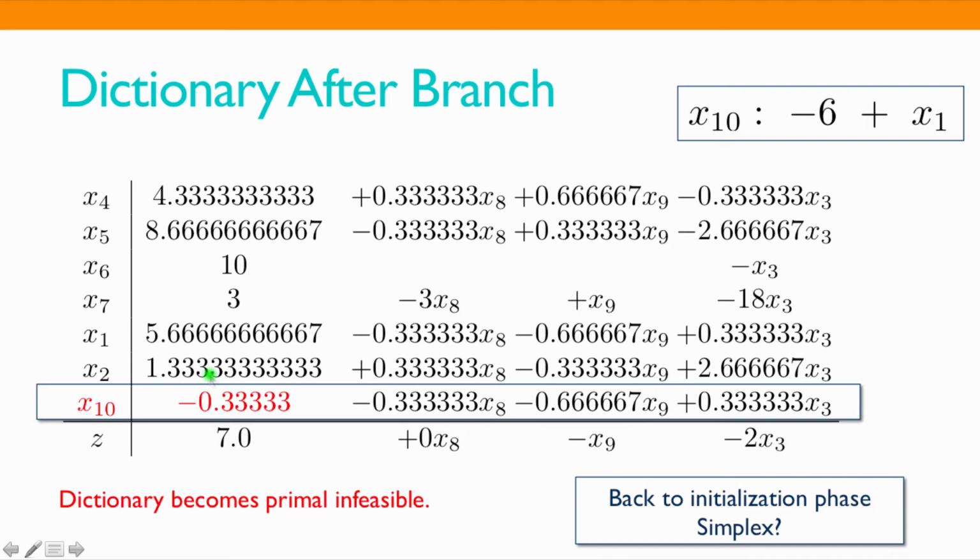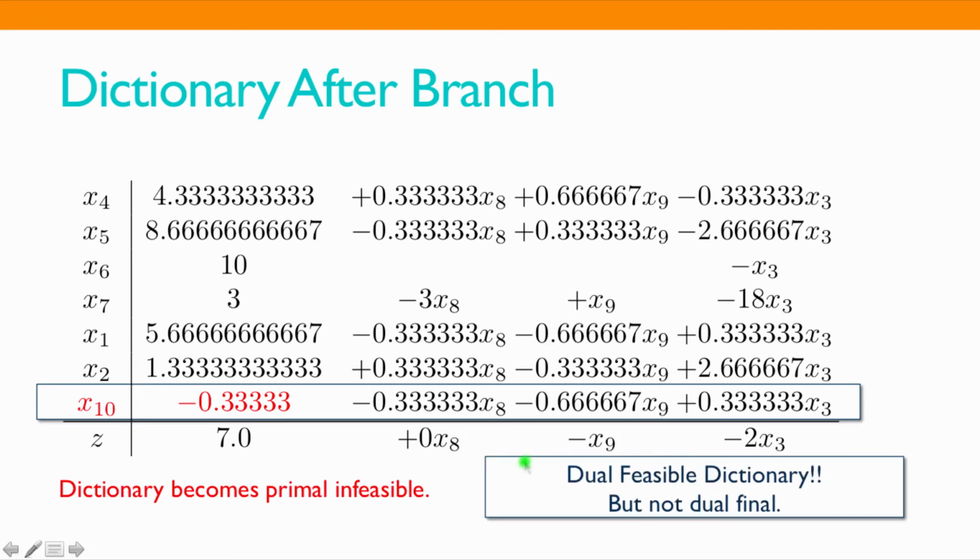Therefore the question is, do we go back to the initialization phase of simplex and reinitialize this problem to make this dictionary feasible? The answer is we could do that, but my guess is we will be wasting a lot of work if we did that. Instead, there's a simpler answer, which is to notice that even though this dictionary is primal infeasible, it also has all zero or negative coefficients in the objective row. Therefore, if you make the dual dictionary, it turns out to be dual feasible, but not dual final. The reason it's not dual final is because this minus 0.333 goes into the dual dictionary in the objective row and becomes plus 0.333 and becomes an entering variable. So this dictionary is not dual final, but it's dual feasible.